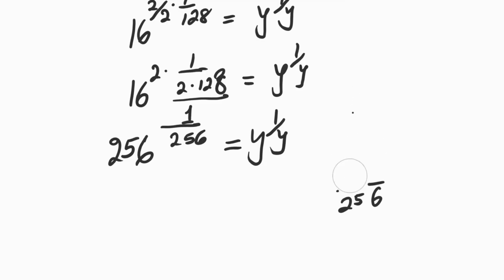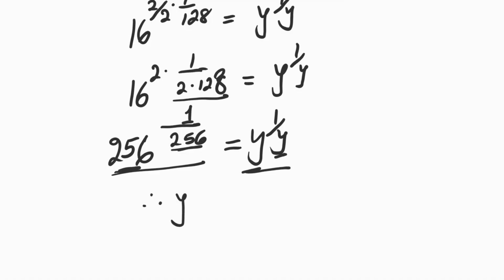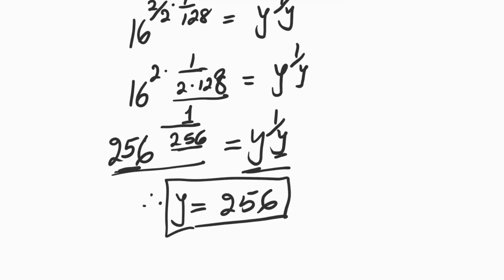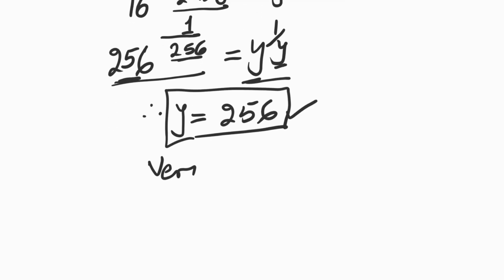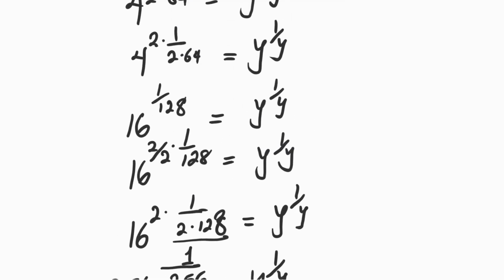Now we see that what we have on the left hand side now looks like what we have on the right hand side. So we have 256 here. We have 1 over 256. We have y and 1 over y. So from observation, y is equal to 256. But we're not going to stop there. We're going to try to verify that our value of y, which is 256, is the correct answer.